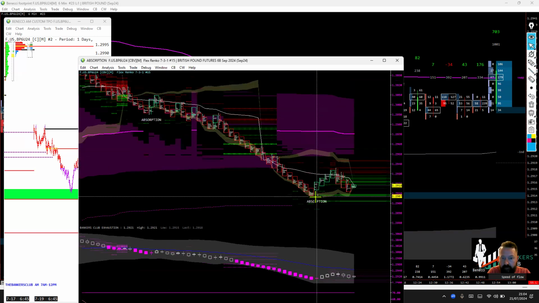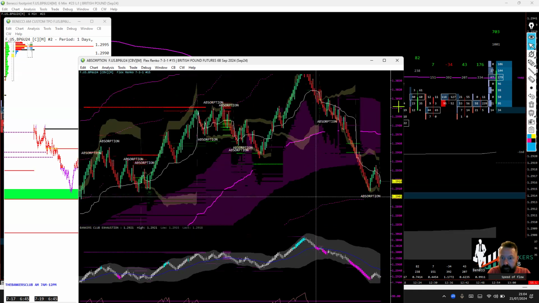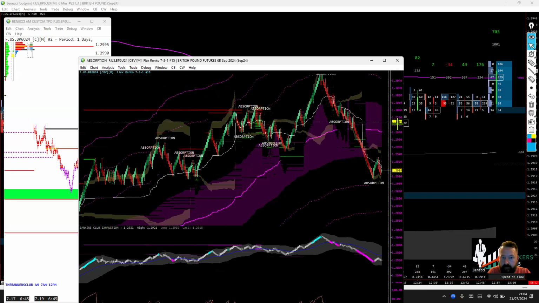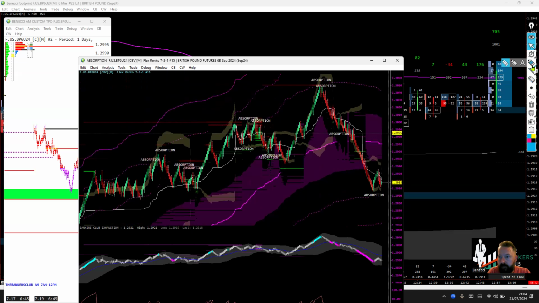So this chart has its uses as well for helping spot absorption. I'll zoom out on it. You can see it's quite useful in spotting those areas, the tops and the bottoms, for pullbacks and reversals. Quite handy. Let's get rid of this chart now.